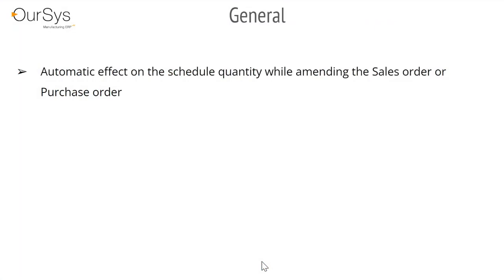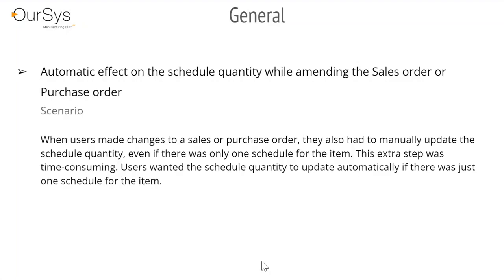Automatic effect on the schedule quantity while amending the sales order or the purchase order. When users make changes to the sales order or purchase order, they have to manually update the total quantity in the schedule first, and then update it in the order quantity. This step takes extra time, so users want the system to automatically update the schedule quantity when only one schedule is involved.